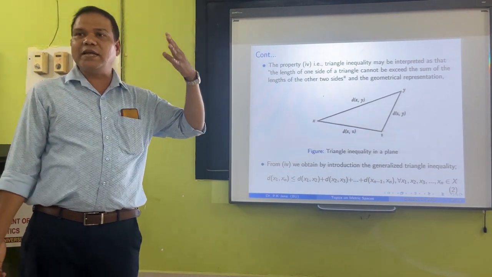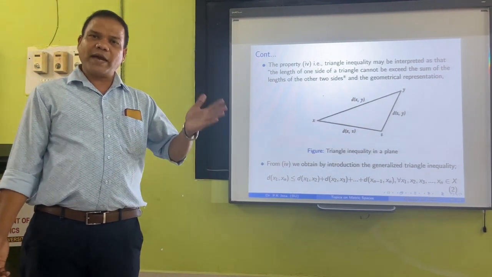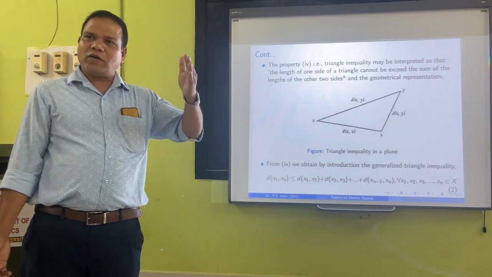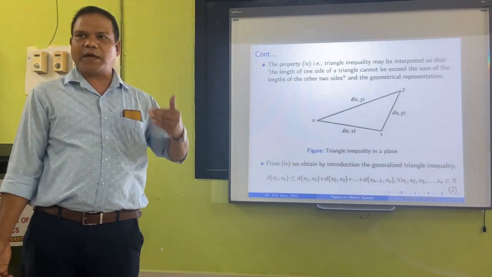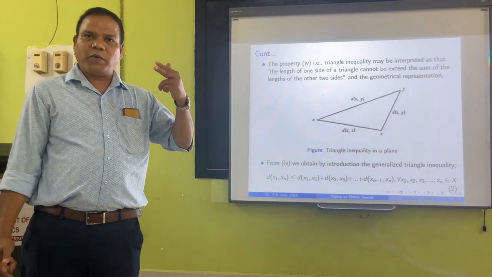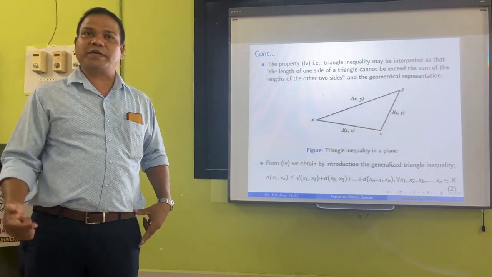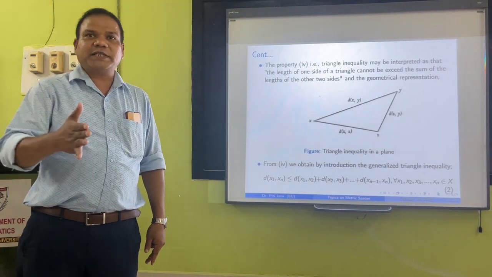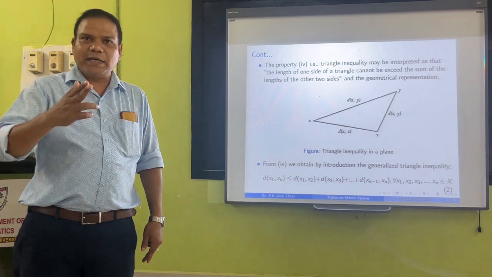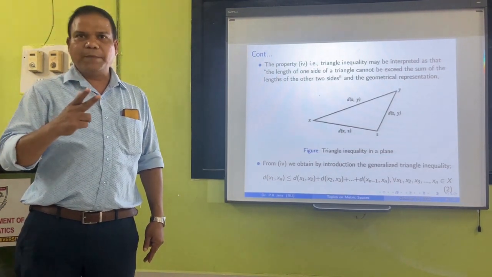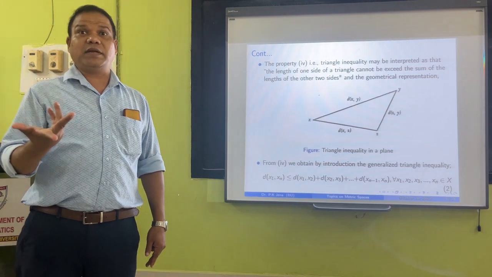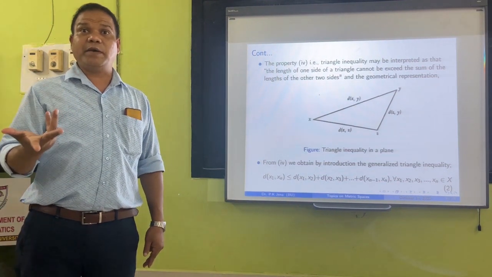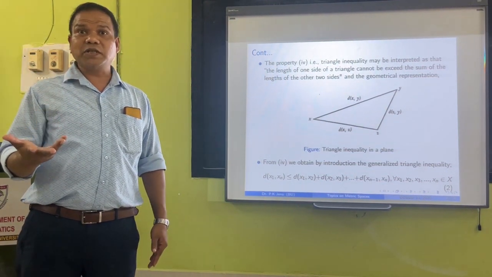Suppose X is any non-empty set and you have defined a function on it. We have to check all four properties to see whether it is satisfied or not. If the function satisfies these four properties, then we call the function a metric on the specific set X. If one of the properties is violated, if it is not satisfied, then you cannot say that it is a metric. It may be another definition, maybe a pseudometric.